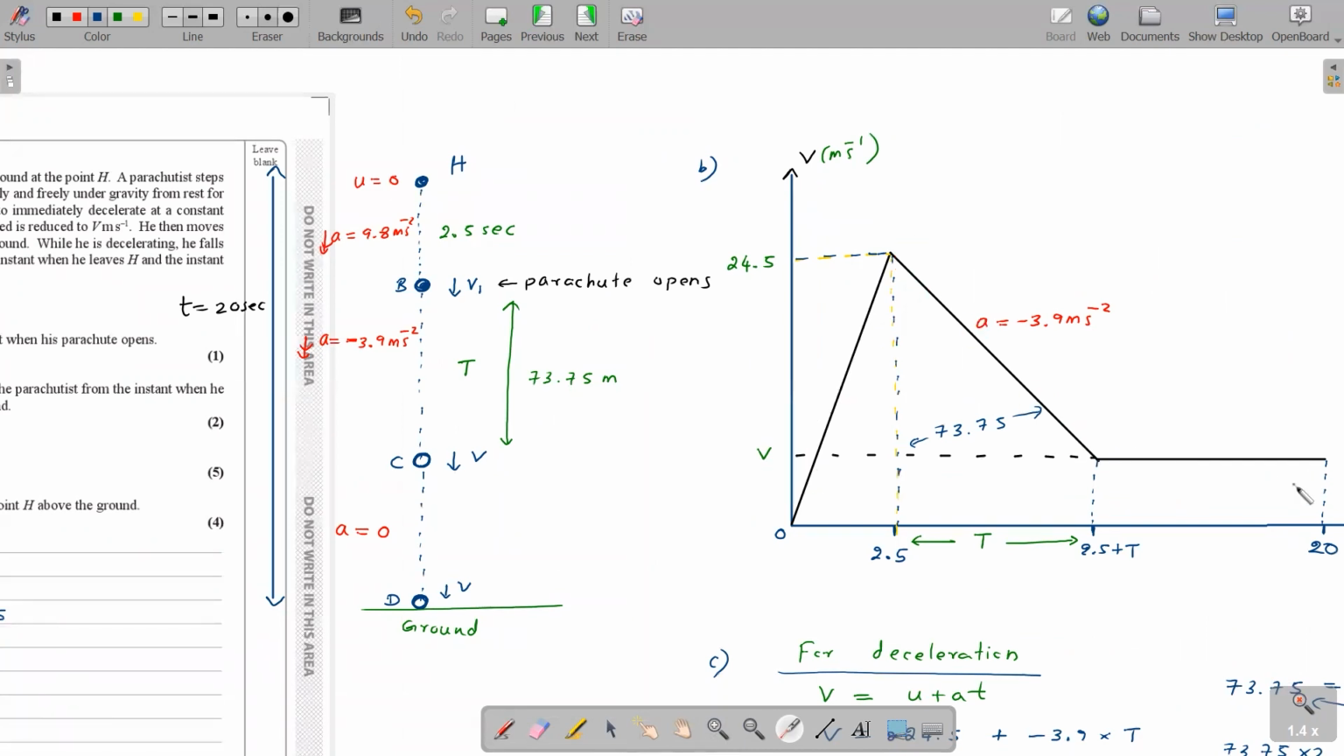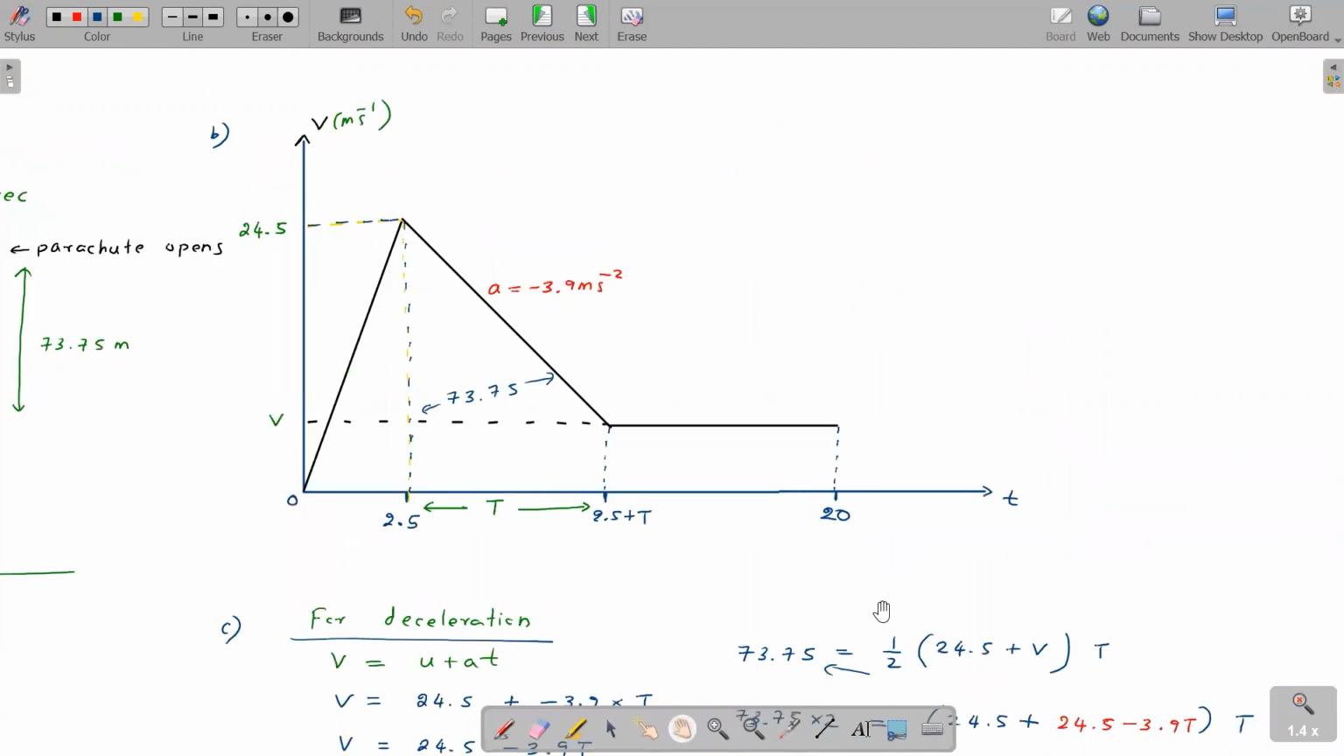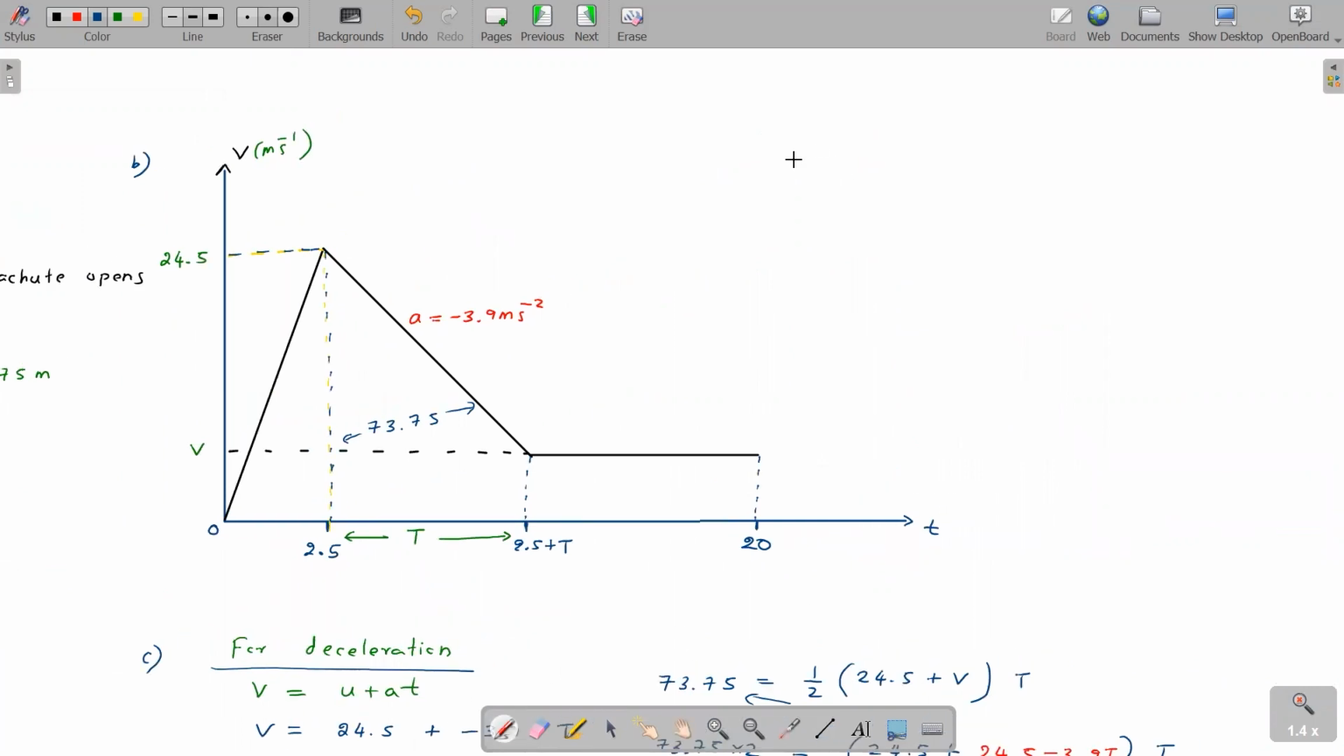To find the area under the graph. The area under the graph will give the total distance that the parachutist has traveled. The total distance traveled by the parachutist is the height of the helicopter above the ground. Do you agree with me? The total distance the parachutist falls is the distance that the helicopter is hovering above the ground. So all you have to do in part D is get the distance. How do you get the distance? You have to calculate the area of each and every section separately.